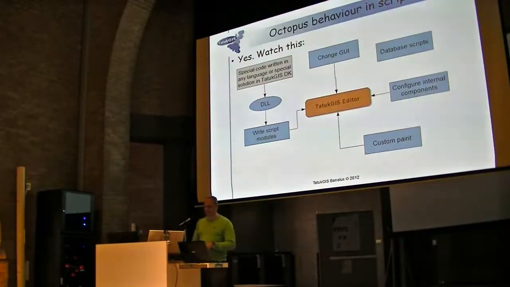So if we look at the scripting, is it an octopus scripting as well? Yeah, it is. We have the editor. We can change the GUI. We can write a lot of database scripts. We can configure internal components. So the legend comes with the font size 10, but if it's too small, we change the font size in the standard legend to 12 or 14, so we can manipulate that. We can have custom painting.